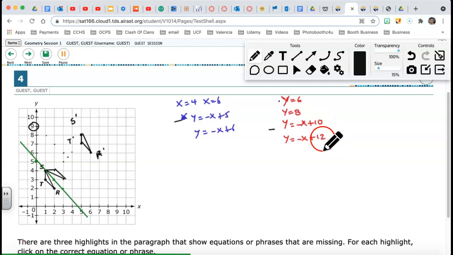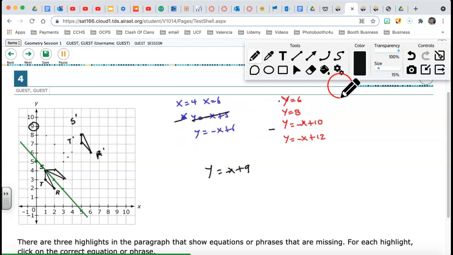Y-intercept is 10, y-intercept is 12. Therefore, this is not going to work out because in order for this one to work out, my second line will have to be some kind of y equals negative x plus 9, because my y-intercept has to be equal to 9. Because I don't have that as my second choice, then this one is not an answer as well. So this has to be the final answer.